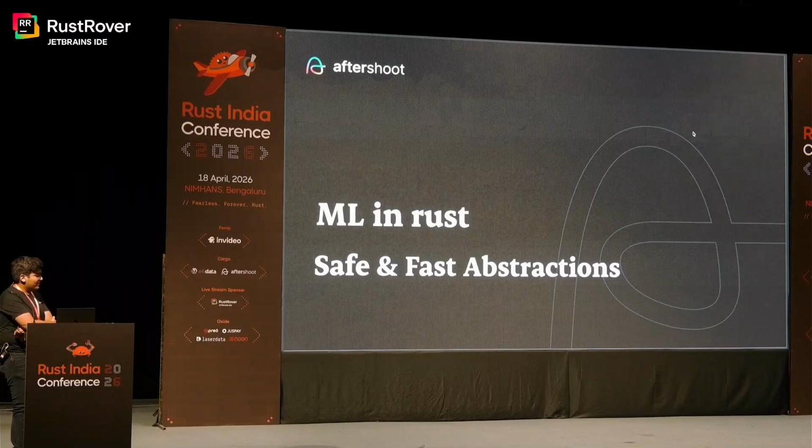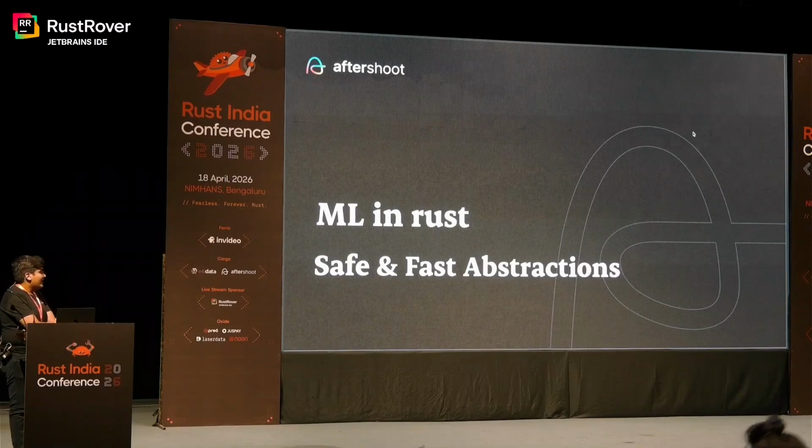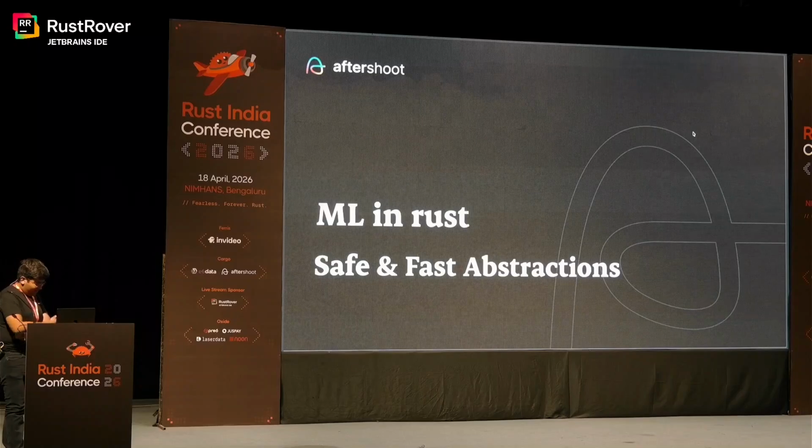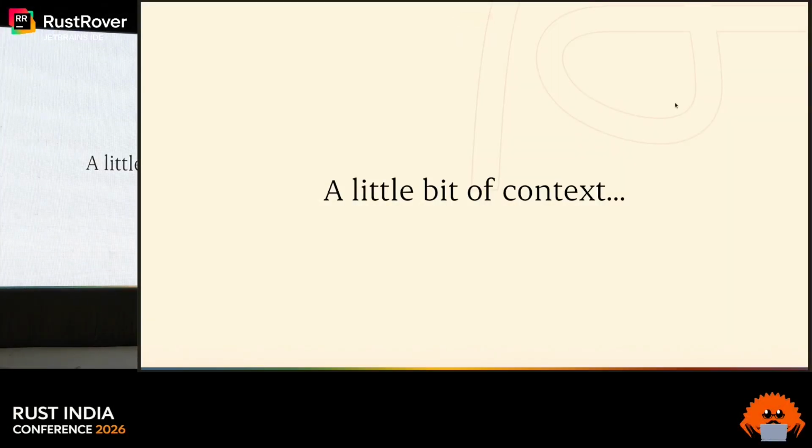I work as a software engineer there, and today I'll be talking about how and why we built an abstraction layer for running machine learning models in Rust. I'm about to go through the process of why we needed this and what we do. Before that, for a little bit of context, who are we and what do we do.